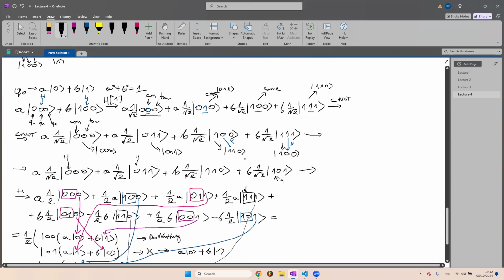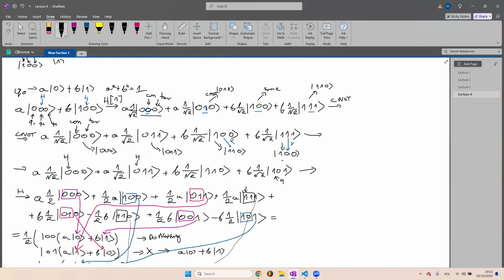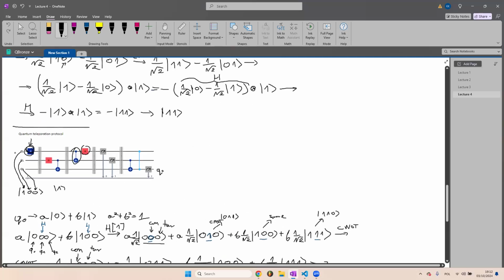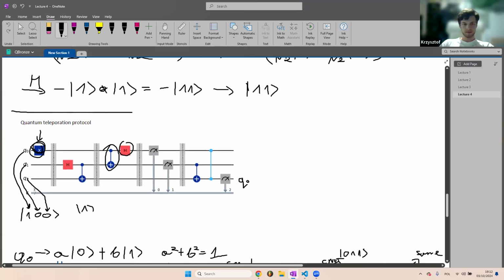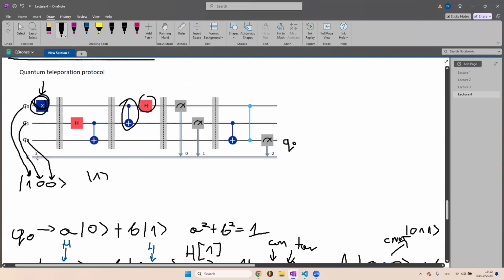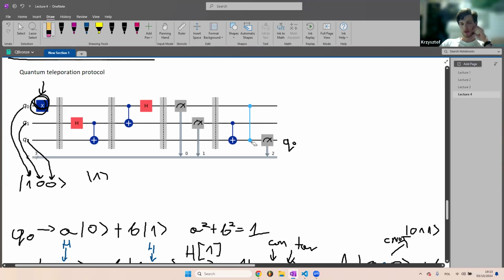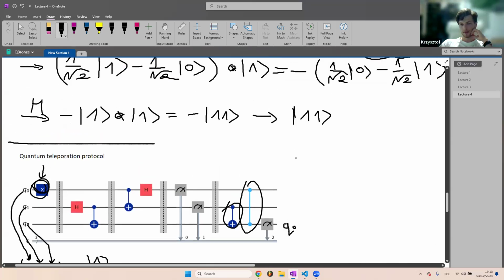Maybe can you comment on, can you show the graph? Yes. And how you have here those two measurements, yes? And after that, you have this blue things, yes? And how do they control Z? Yes, this is control X, yes, and this is control Z.